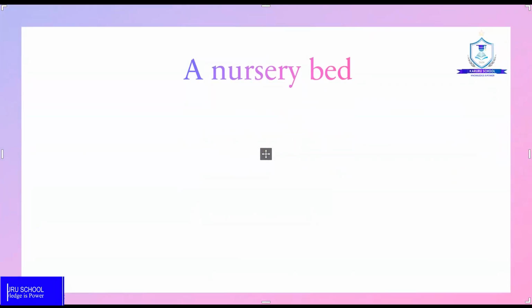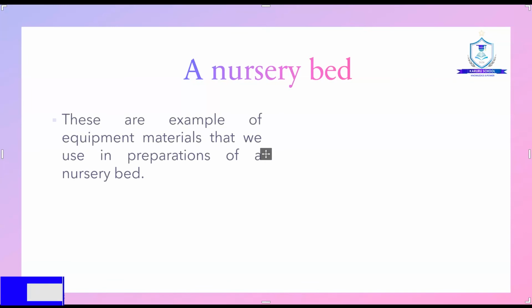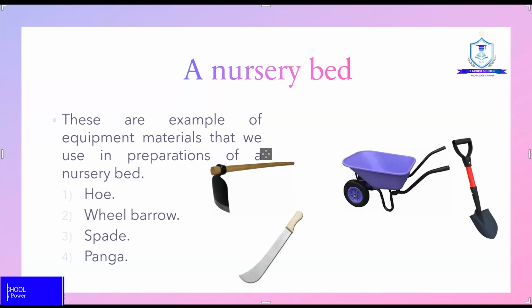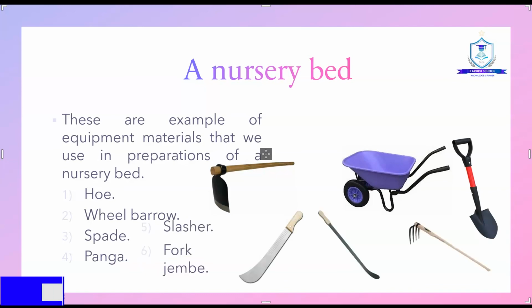A nursery bed. These are examples of equipment and materials that we use in preparation of a nursery bed: hoe, wheelbarrow, spade, panga, slasher, and a fork jembe.